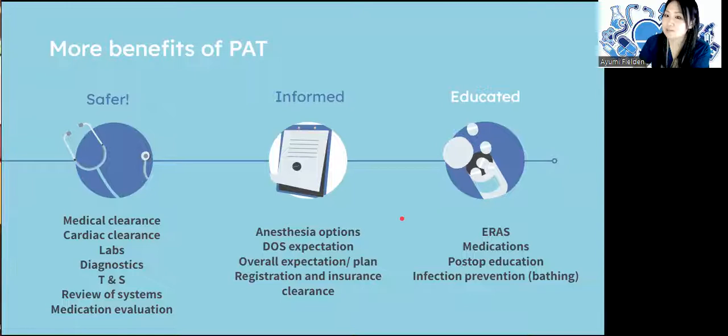Registration and insurance clearance take some time, so it's really nice to go ahead and get that out of the way, so you don't delay the surgery on the morning of. And patients are educated. They know about the ERAS protocol, so they might be given some nutritional supplement so we can optimize their muscle strength and their nutrition before they come into surgery.